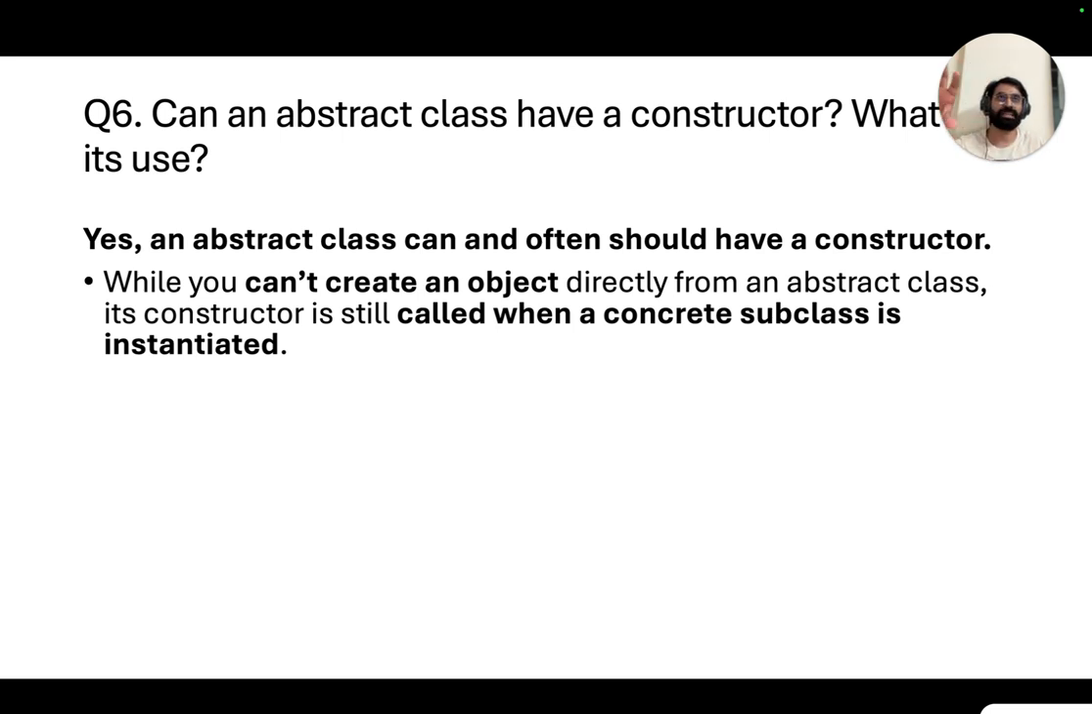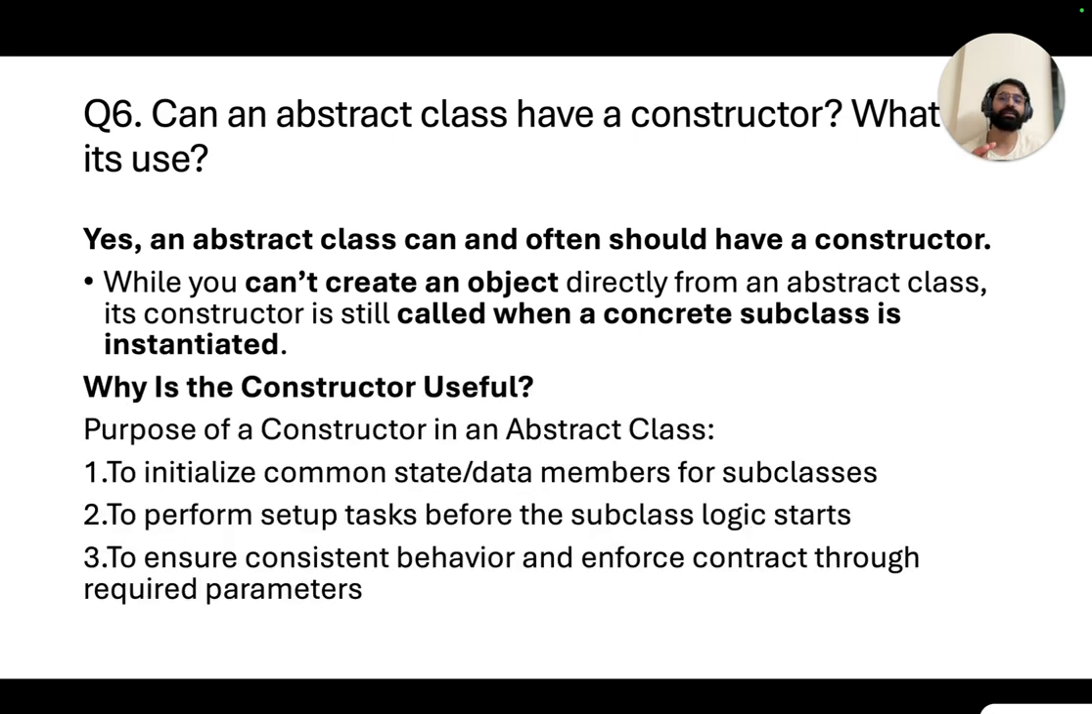Let's say you have an abstract class, you are using inheritance, and you have a subclass that extends this abstract class. If you create an object of your subclass, then the constructor of the parent class, the abstract class, will be called. Why is the constructor useful in this case? The first purpose is to initialize the common state data members of a subclass. Let's say you have some properties which you want to initialize. The constructor will be very useful to perform setup tasks before the subclass logic starts.